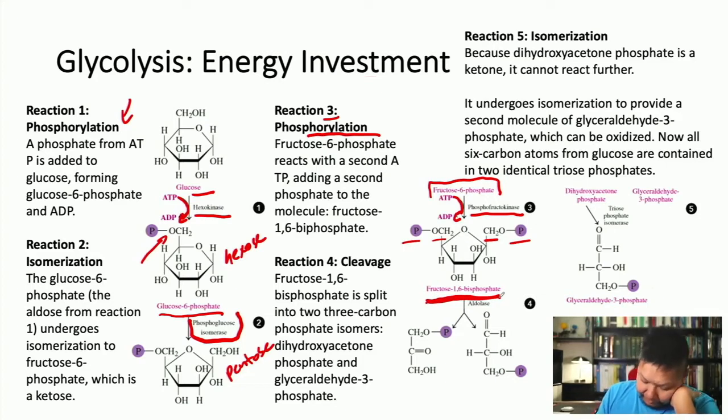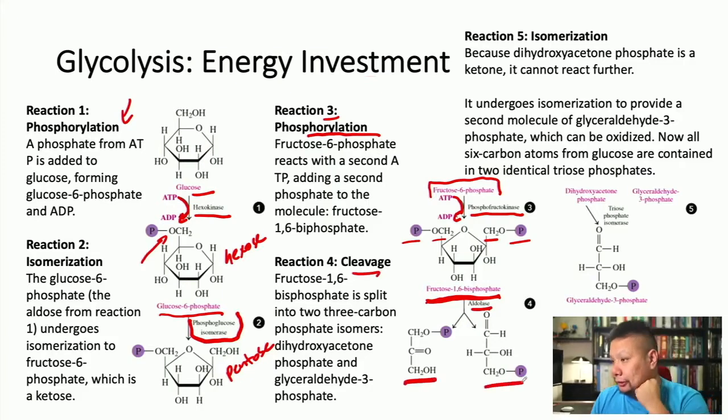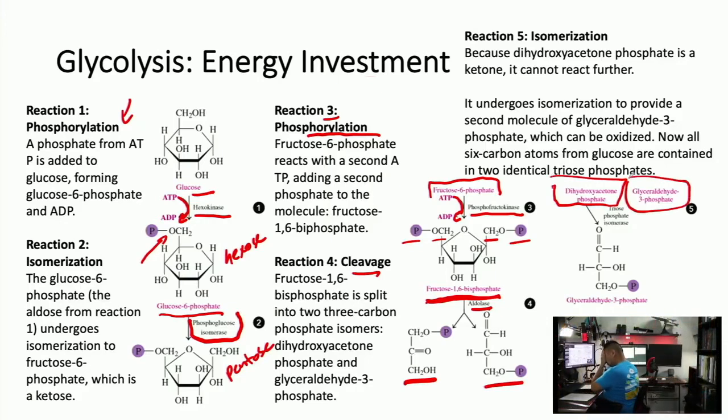Then in step 4, aldolase comes in and a cleavage occurs, and you get 2 molecules, this molecule and this molecule. Make sure you can see it on the screen there. My head's not blocking anything. One is dihydroxyacetone phosphate, and the other one is glyceraldehyde 3-phosphate. It literally splits the fructose in half. But the thing to notice is that now both of them are 3 carbons long, and they both have a phosphate attached, right there and right there.